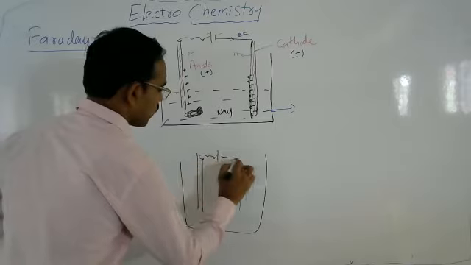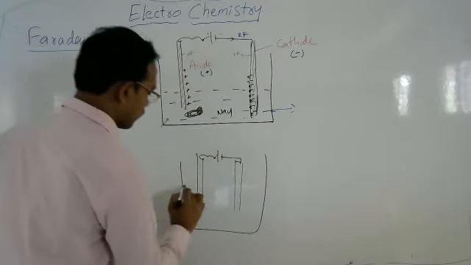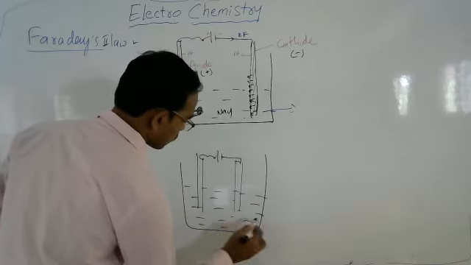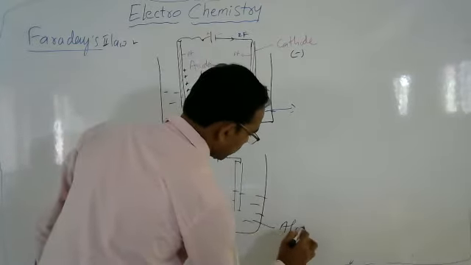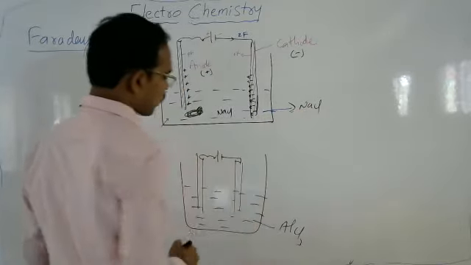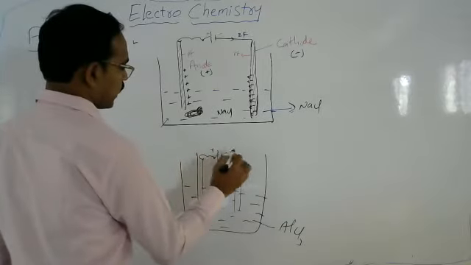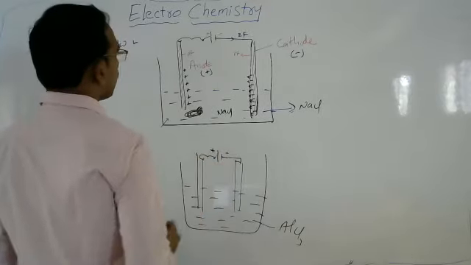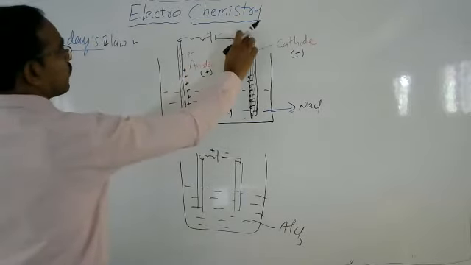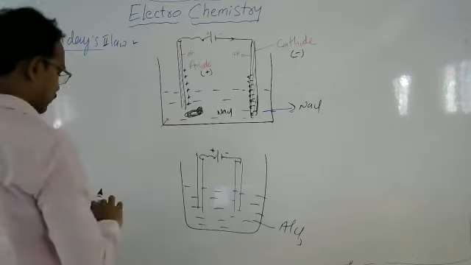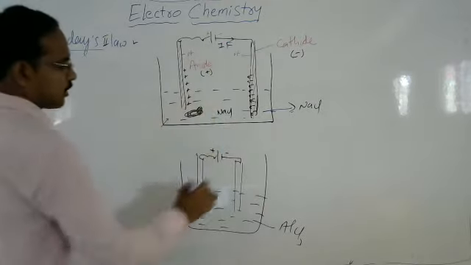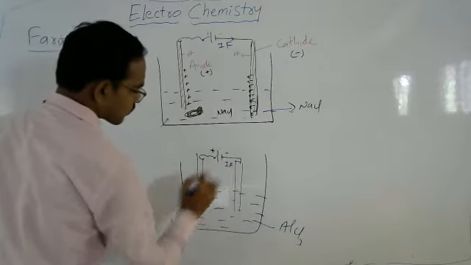Similar, same experiment I am taking. Okay, here it is aluminum chloride. It is NaCl. It is aluminum chloride. Okay, positive, negative. Right, everything is same. Now I am taking here 1 farad current. Here also same 1 farad current I am taking.